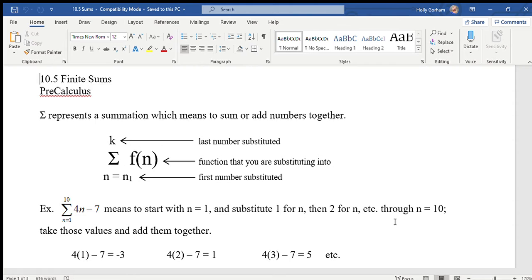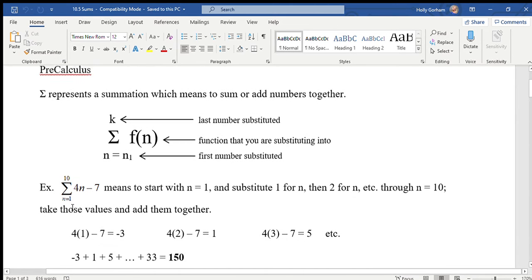All right, first things first, this notation here is a Greek letter sigma. What sigma represents is a summation, which means we're going to sum, or add, the numbers together. So here's how it's going to look. What this is telling you is to find the sum of what you get when you plug in n sub 1 through k into some function f of n. Now, let's look at the first example to make more sense.